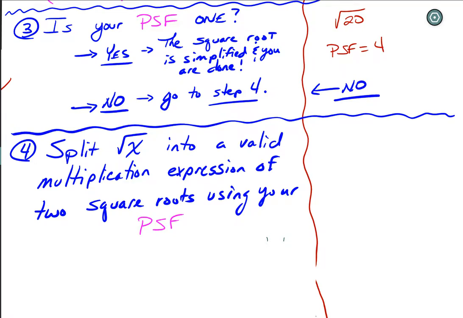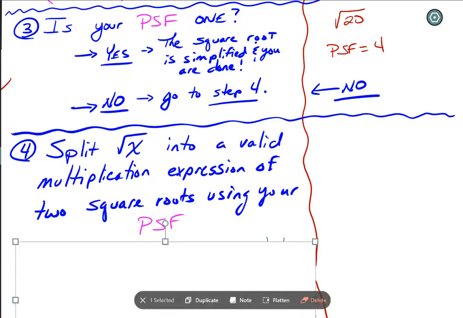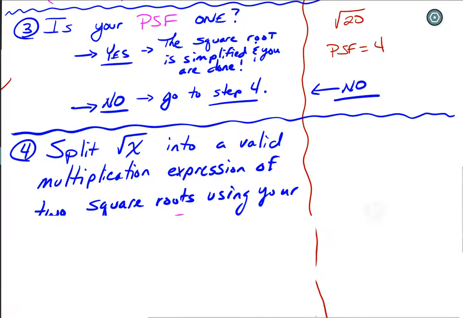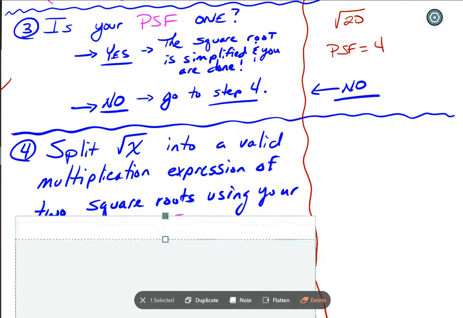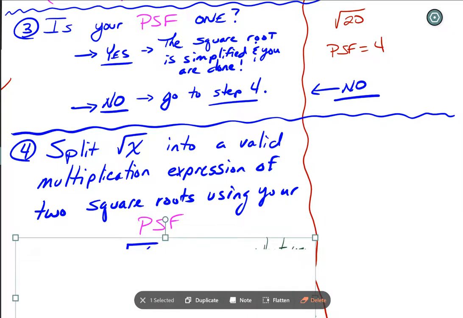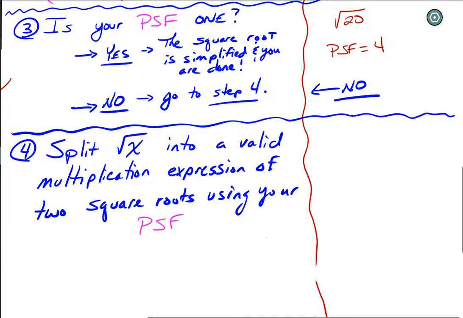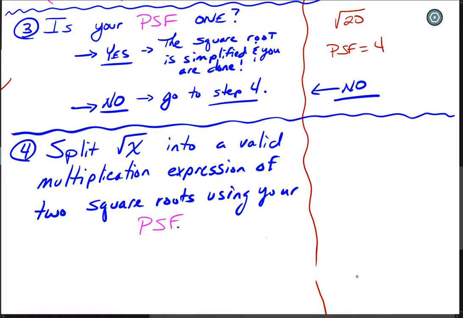Step 4, you're going to split square root of x into a valid multiplication expression of 2 square roots using your perfect square factor. Another way you could say this, what we're going to do, we're going to factor out the PSF.